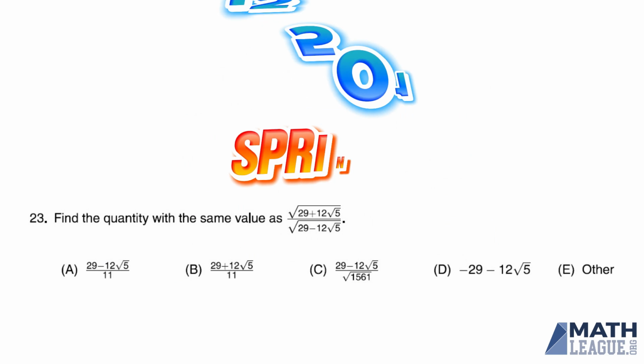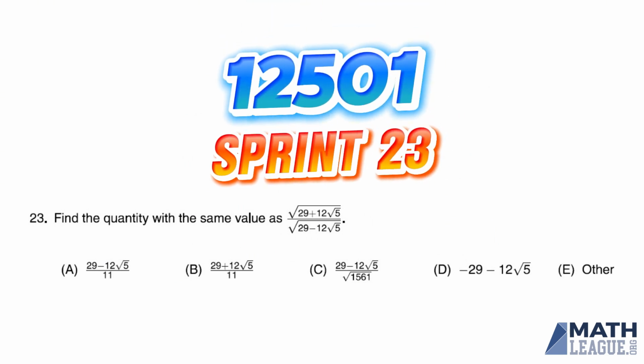Number 23 on the Sprint test reads, find the quantity with the same value as the square root of the quantity 29 plus 12 times square root 5, divided by the square root of the quantity 29 minus 12 times square root 5. Now, this might be intimidating to look at first glance, just because we have square roots inside of square roots, and above all that, we have it crammed into a fraction.